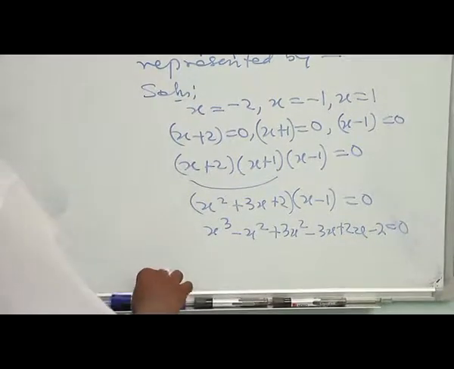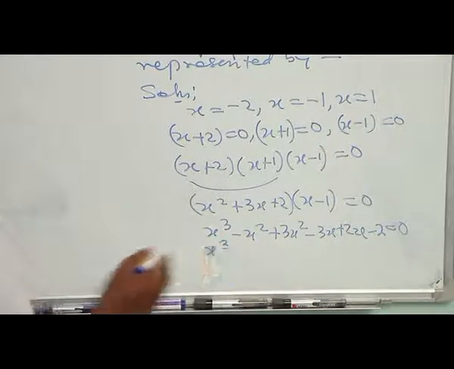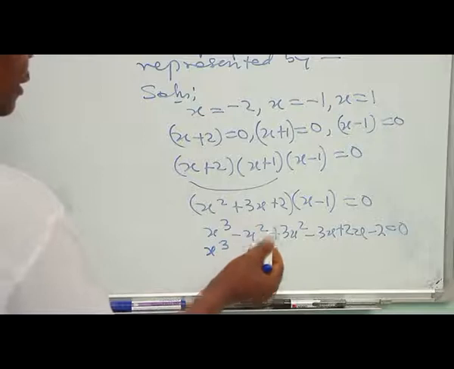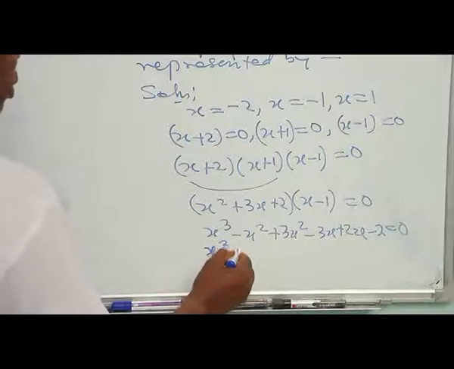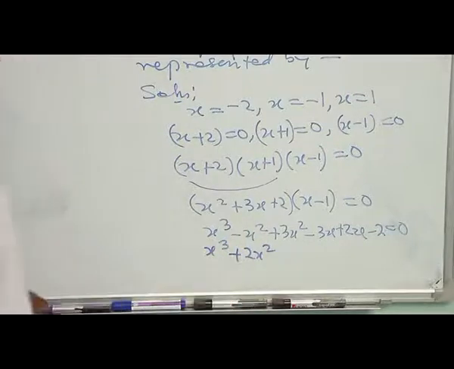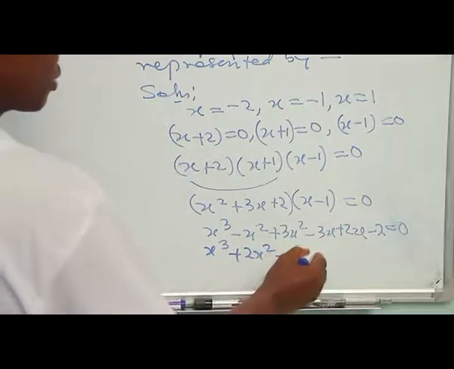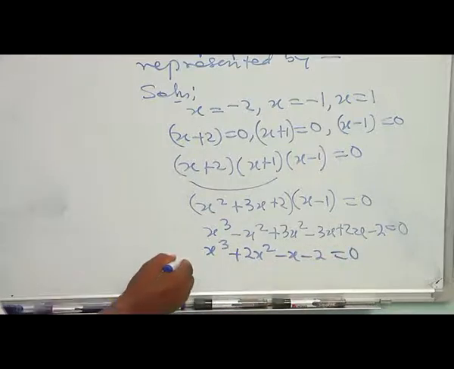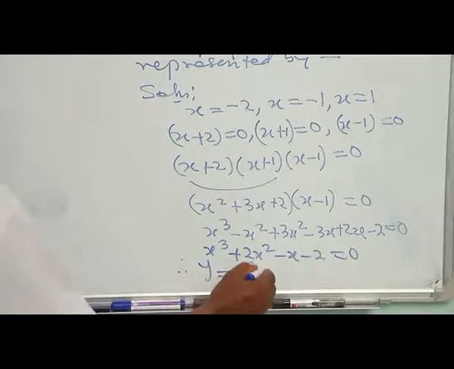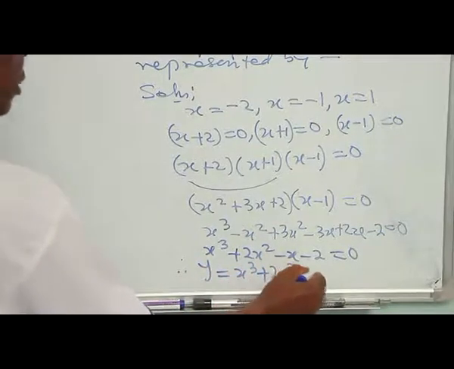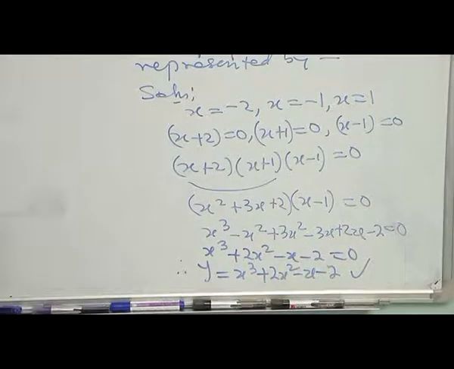Beautiful. So what next? You now collect like terms. In this case, we have s cubed standing on its own. There is no common term with that. Then take a look at this. This is squared and this is squared. So minus s squared plus 3s squared will give you plus 2s squared. And then what next? Look at your s. Minus 3s plus 2s will give you minus s. And then you have minus 2, a constant on its own. And so therefore you now write y equal to s cubed plus 2s squared minus s minus 2 as the equation represented by the graph above.